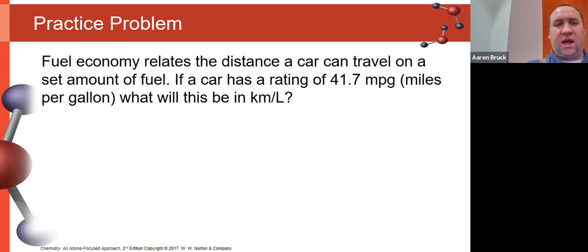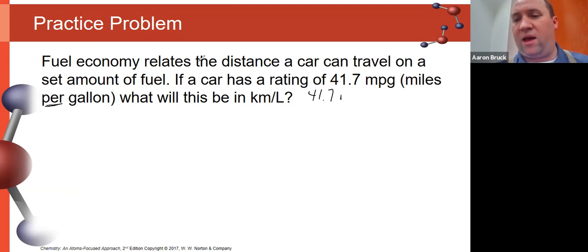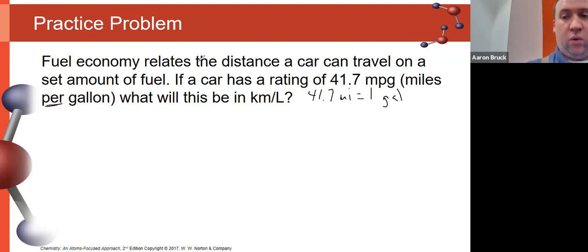And so again, here's that word per. Miles per gallon indicates that we've got a fraction, 41.7 miles is equal to 1 gallon of gasoline. Now, that is the only measured value that we have. So that's where we're going to have to start. And so we're actually going to start here with a fraction, 41.7 miles divided by 1 gallon.